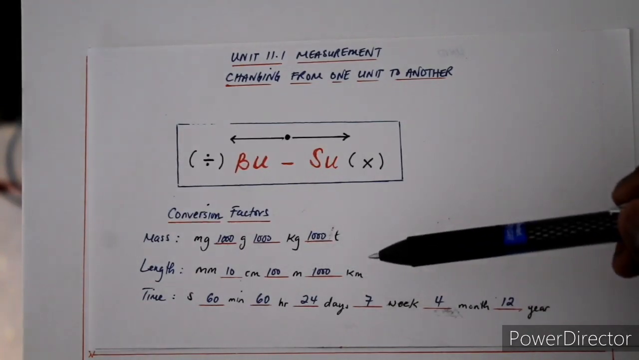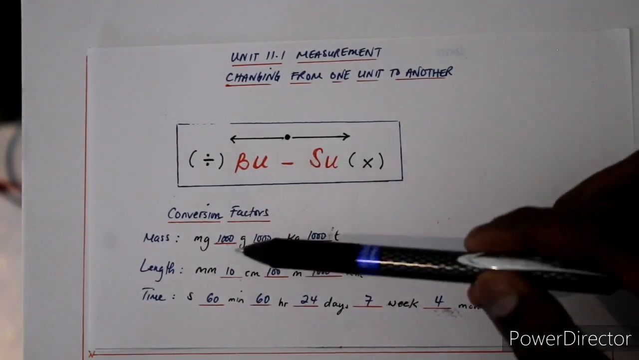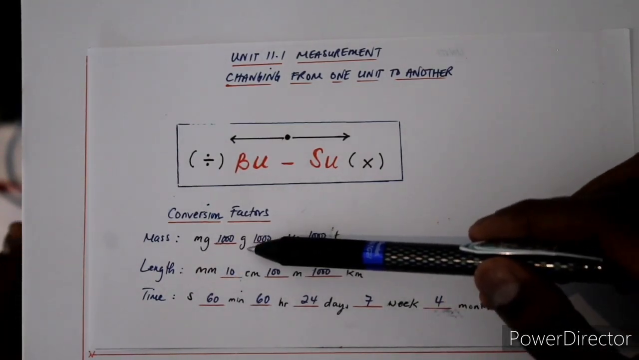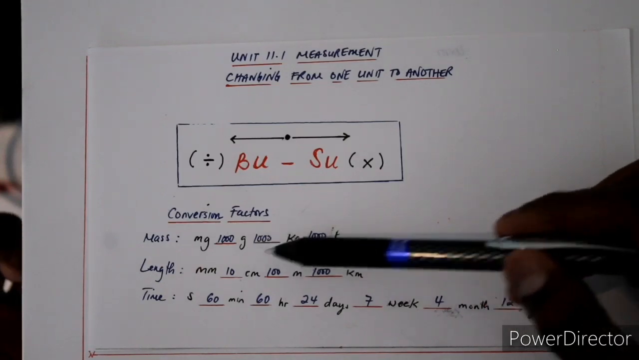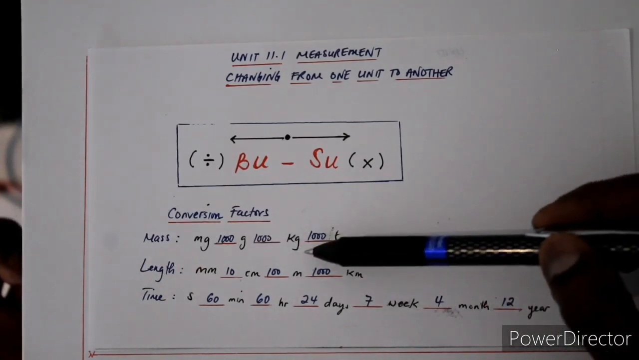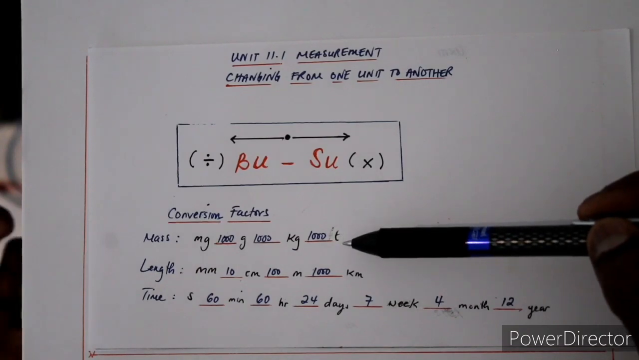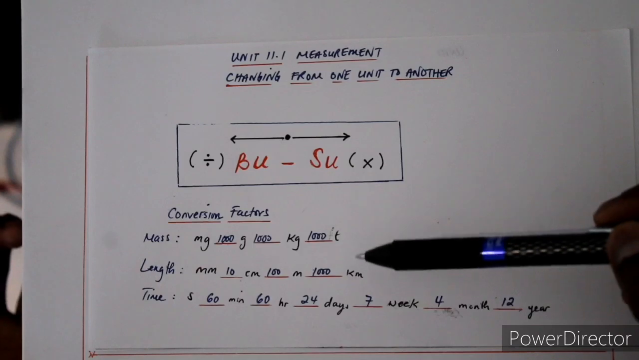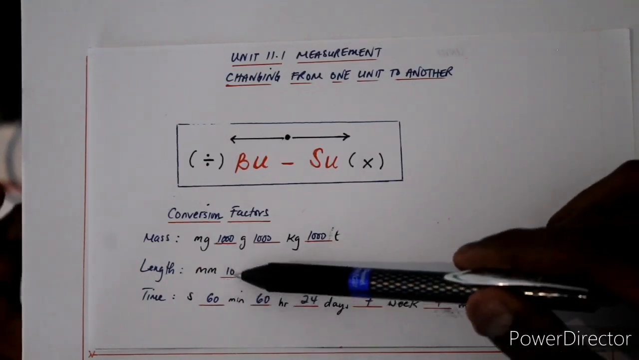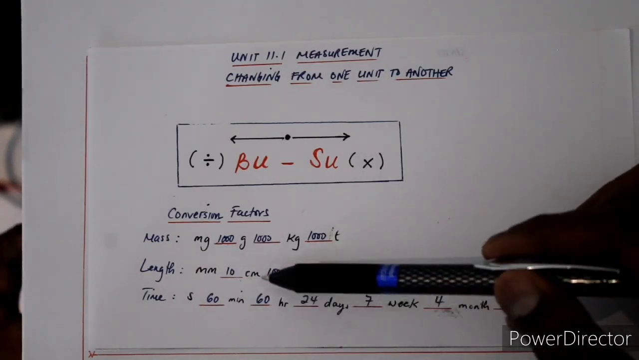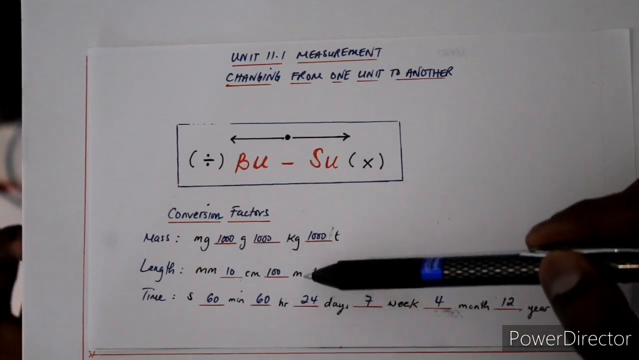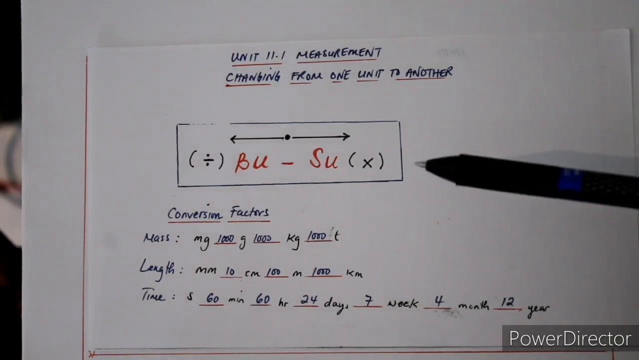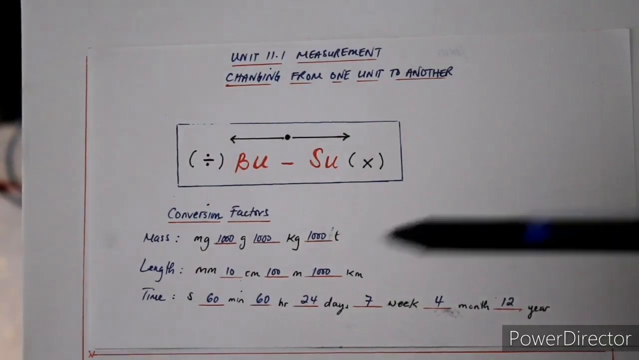In order to do the conversion, you must know the conversion factors. Like for mass, we have milligrams to grams. So 1000 milligrams is equivalent to 1 gram, 1000 grams is equivalent to 1 kilogram, and 1000 kilograms is equivalent to 1 ton. When you move to length, you have millimeters to centimeters to meters to kilometers. So 10 millimeters is equal to 1 centimeter, 100 centimeters is equivalent to 1 meter, and 1000 meters is equivalent to 1 kilometer, and then you move to miles and so forth.